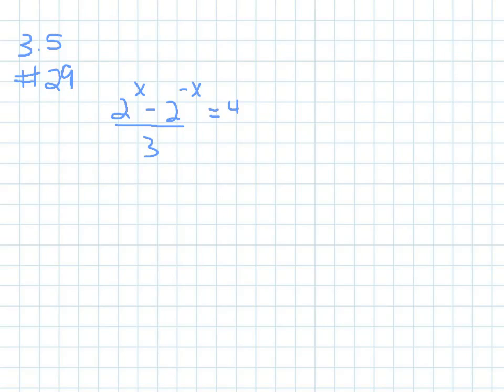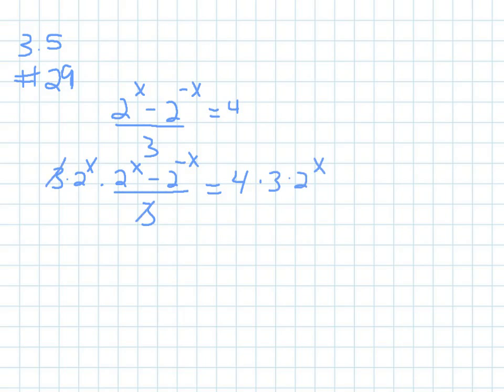We're going to take a look at solving number 29 in section 3.5. One of the first things we want to do is get rid of this fraction. We're going to be pretty creative with what we multiply both sides by to help us get to our answer. We'll end up multiplying both sides by 3 times 2 to the x. This will help us get rid of that 3 in the denominator, and it'll also help us with our exponents.